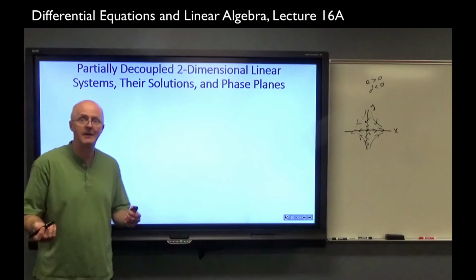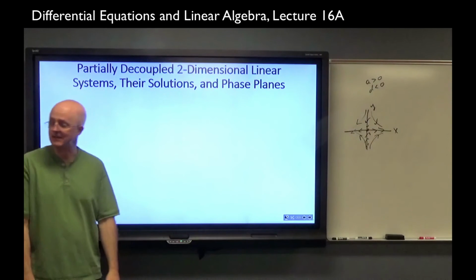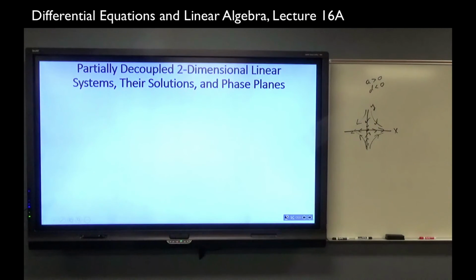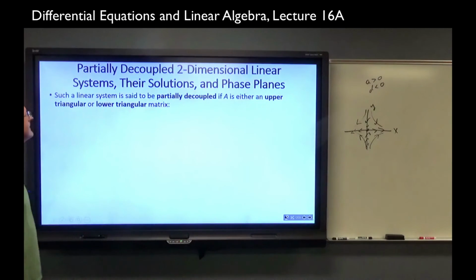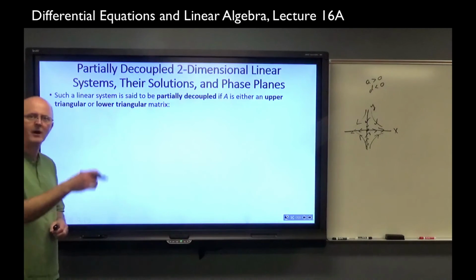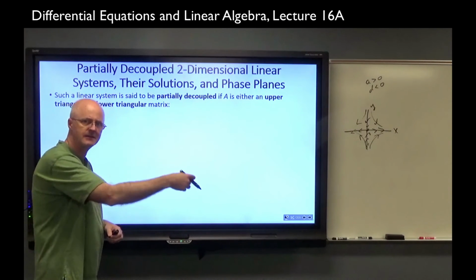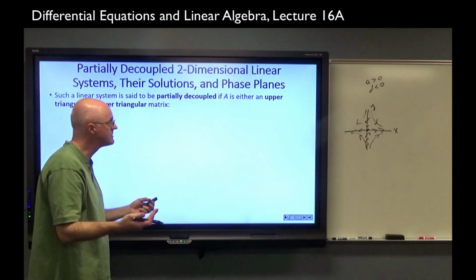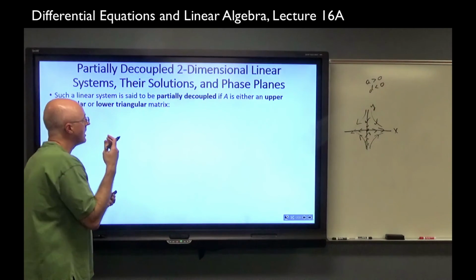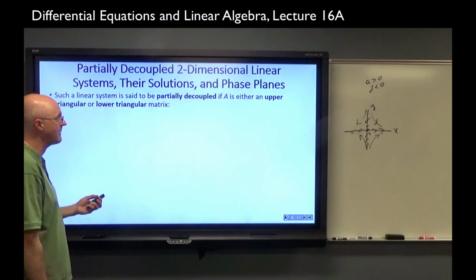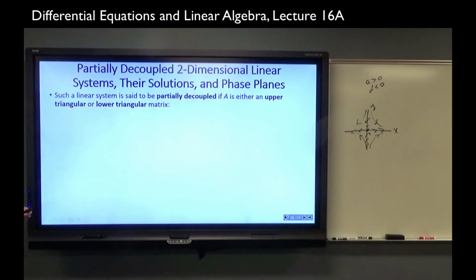That's completely decoupled with diagonal matrices. This is our last slide for lecture A. What about partially decoupled? What does that mean? The general linear system, where little a, little b, little c, little d are not necessarily zeros, is called partially decoupled if capital A, that matrix, is either upper triangular or lower triangular. It either looks like this or like that.